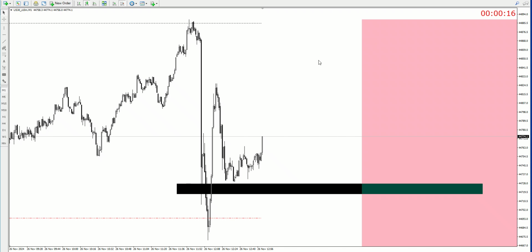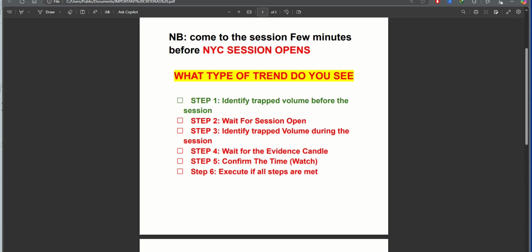Okay, so guys, as I always say, if you come into your charts and you don't know exactly what you're looking for, that is gambling. You need to know exactly what you're looking for way before you even open your screen. Okay, how do you achieve that? That is so easy, guys.